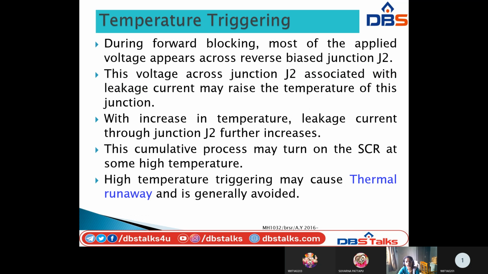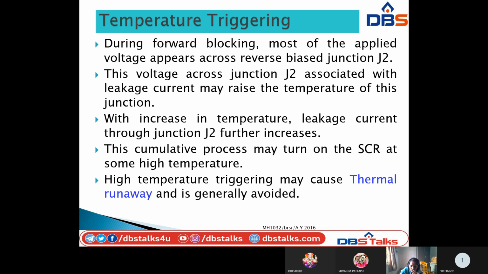Next triggering will be temperature triggering. During forward blocking, most of the applied voltage appears across the reverse biased junction J2. This voltage across J2 may raise the temperature of this junction. With the increase in temperature, the leakage current through junction J2 further increases.